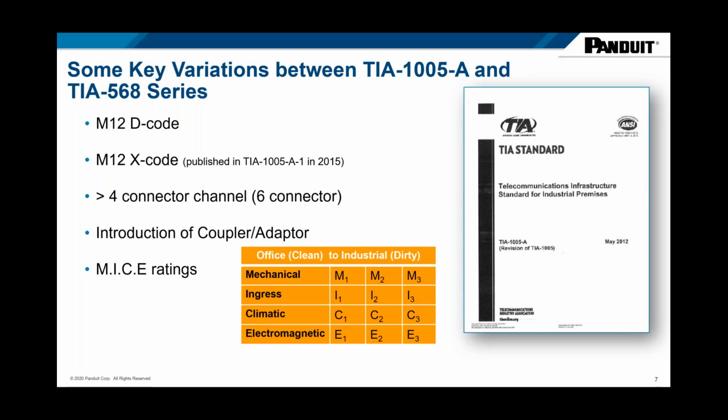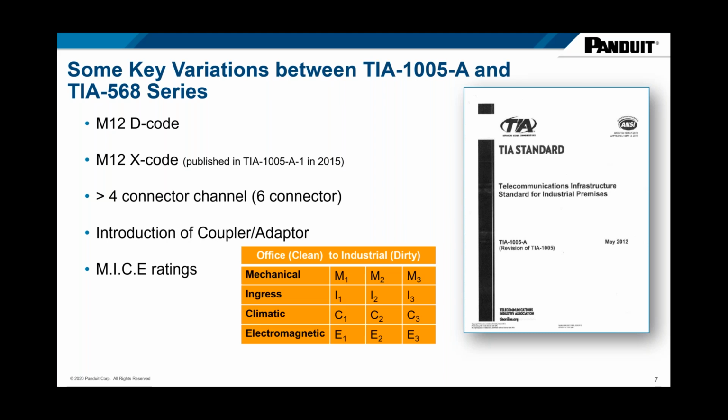And then the third thing is this very important factor of what they call MICE, which is really the environmental dynamics of the application. More so than any other premises, industrial has a wide variation on what happens environmentally. So this MICE rating is absolutely crucial with TIA 1005A. It's a standard to evaluate the space and then also evaluate what solutions, what products we're using in that space. It looks at 4 factors: mechanical, ingress, chemical and climate, and electromagnetic.